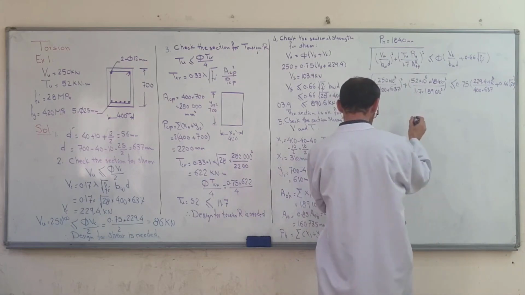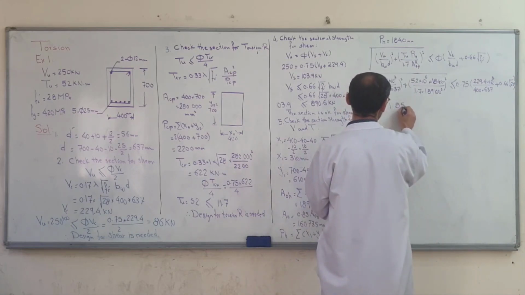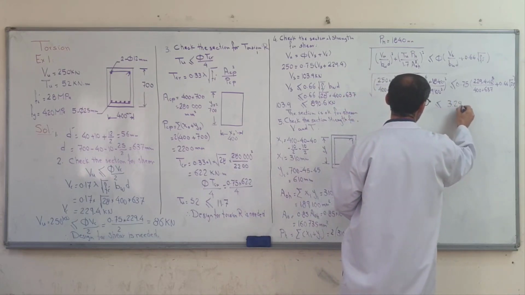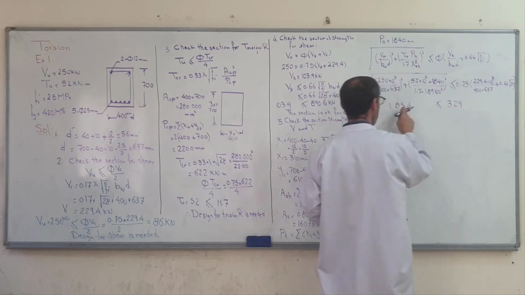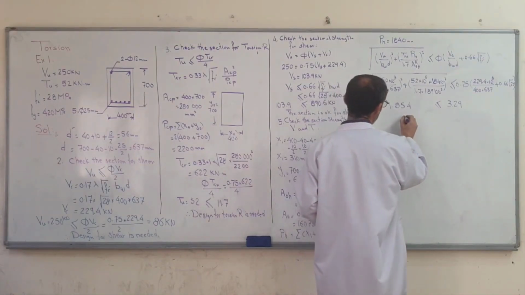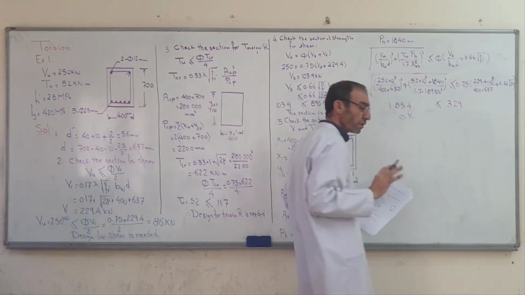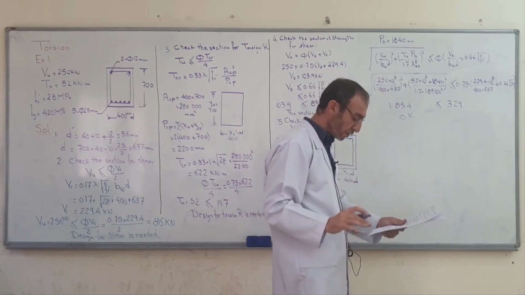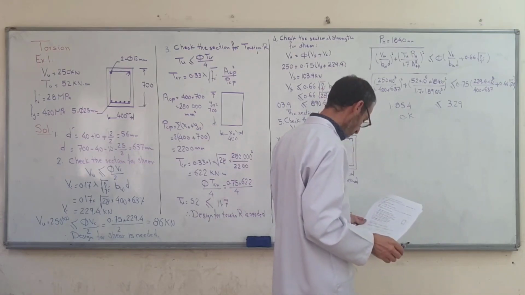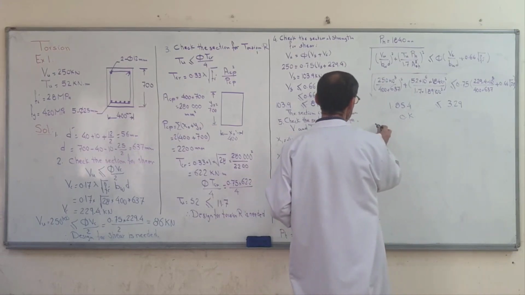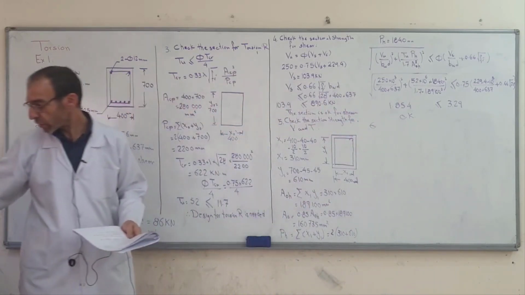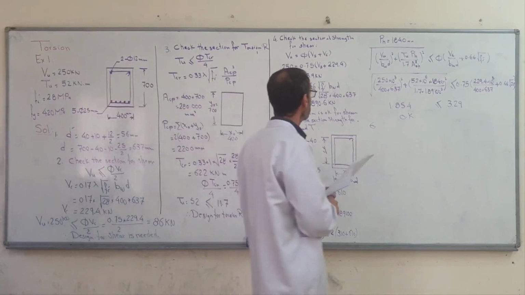We found the left side is equal to 1.854, and the right side is equal to 3.28. This is strength, this is applied. Therefore, it's okay. Therefore, the section is okay to resist the applied shear and torsion. Now I go to design for shear and torsion at the same time.